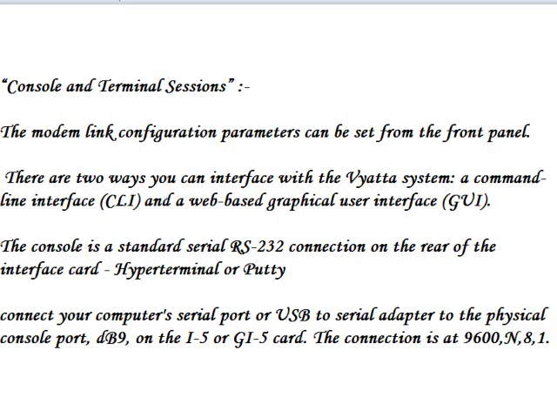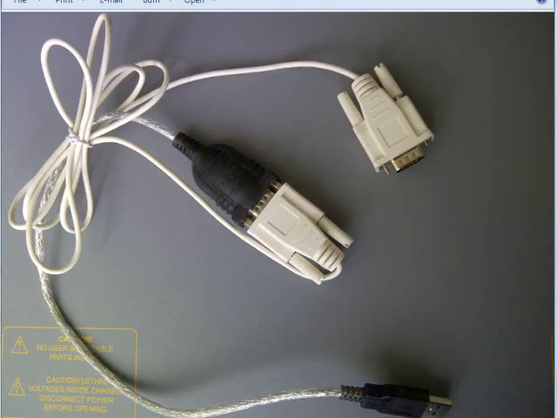The computer serial port or USB to serial adapter needs to be connected to the physical DB9 console port on the I5 or GI5 card. Here is the picture of the USB to serial adapter. Before connecting it to your system, you need to make sure the necessary drivers for this cable are installed on the computer.